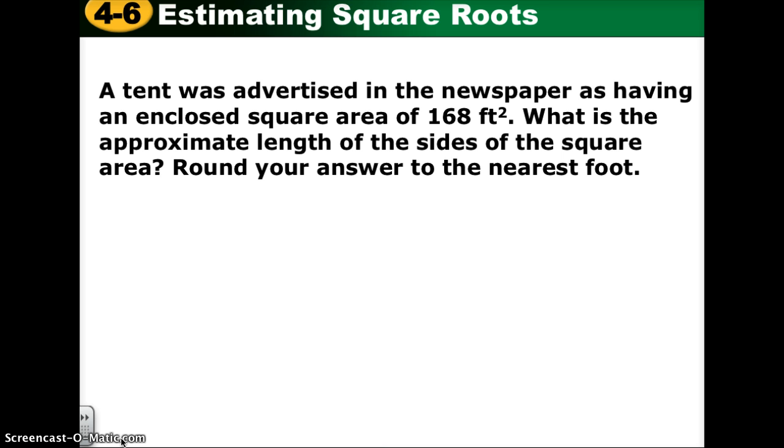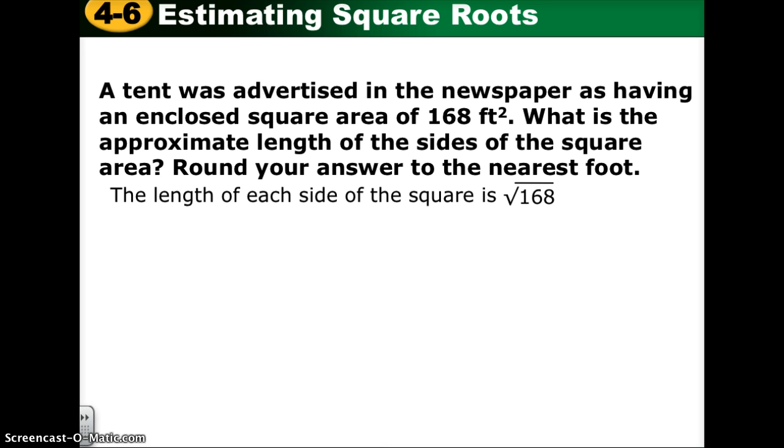Here's a word problem to look at. A tent was advertised in the newspaper as having an enclosed square area of 168 square feet. What is the approximate length of the sides of the square area? Approximate means we're going to estimate a little bit. Round your answer to the nearest foot. So we're going to have a whole number answer.